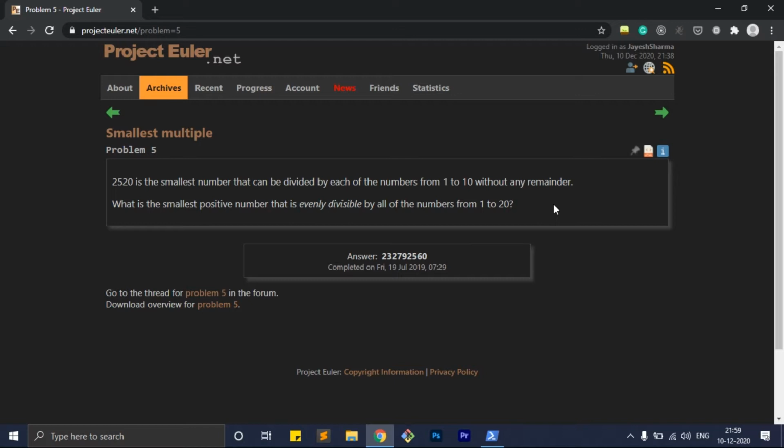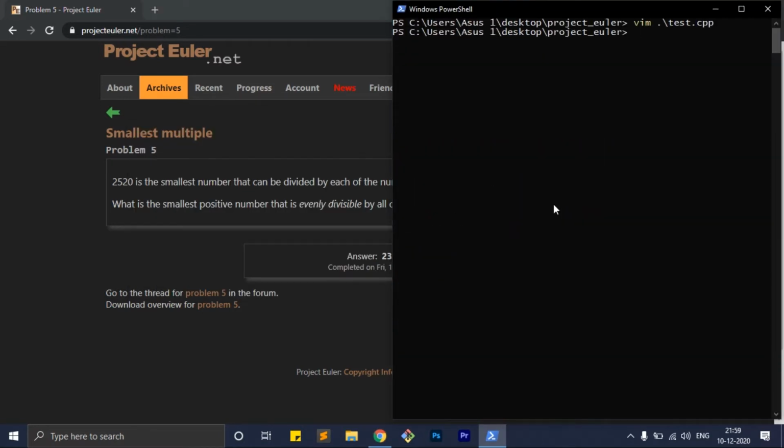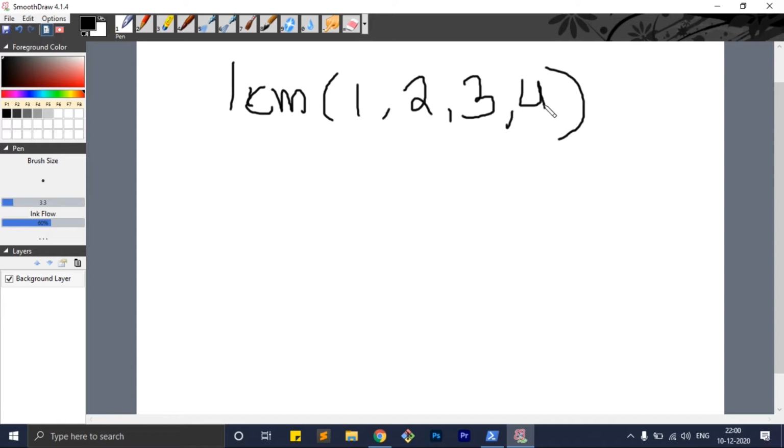And before that, I want to explain some terminology and how we are going to solve this problem. So let's go to the drawing board first. We all know what LCM is. LCM means least common multiple. If I have 1, 2, 3, 4, we have to find the LCM of 1, 2, 3, 4. In this case the LCM will be 12.